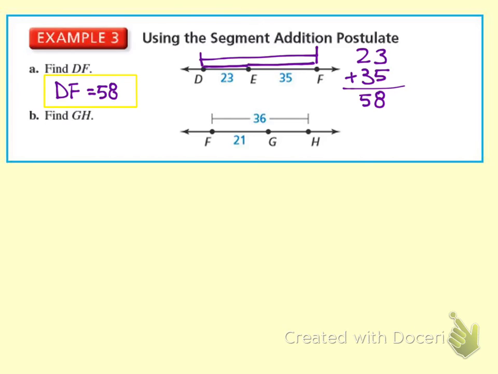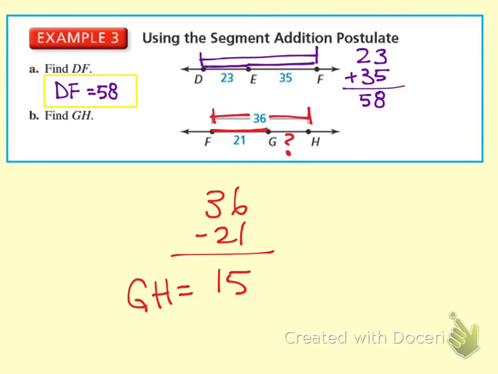All right, the second one, find the length of GH. We know the full length from F to H is 36. From F to G is 21. How do we find what remains? Subtract. 36 minus 21 is 15. So the length of GH is 15. We feel good about it? Wonderful. Turn the page.